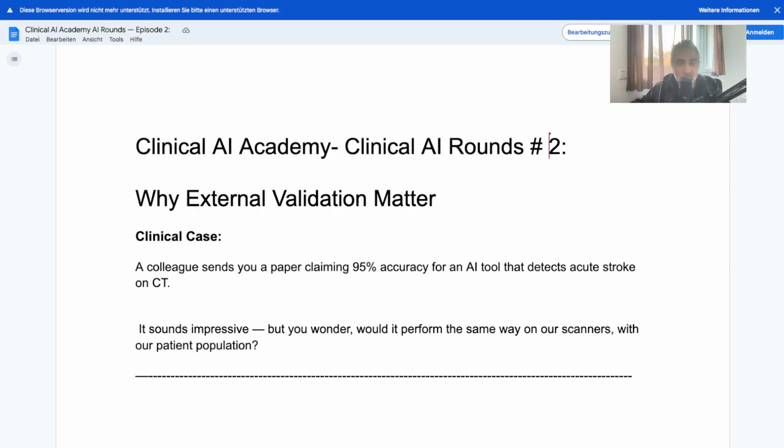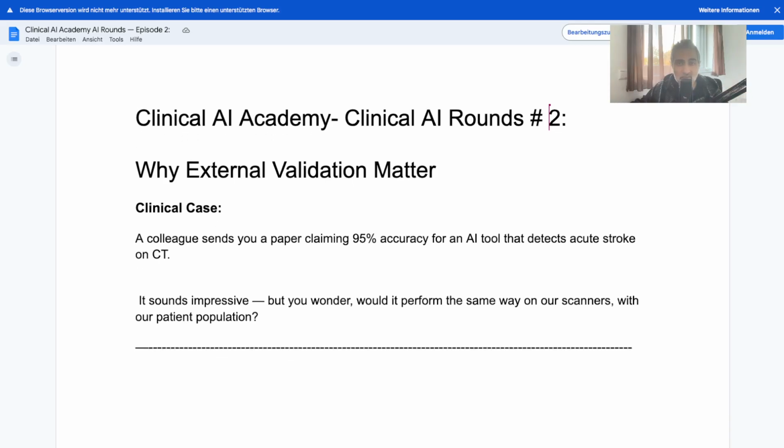So, for example, a radiology AI model that claims over 90% accuracy in one dataset sometimes falls to 70% or less when evaluated externally. And the drop isn't because the model got worse. It's because the environment changed. And that's why a model that performs perfectly in a research paper may not reproduce those results in your own clinical setting. So this is very important to keep in mind when evaluating or when you're trying to use an AI model in your clinic.